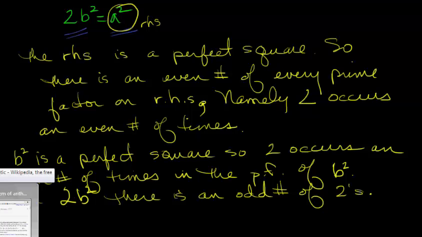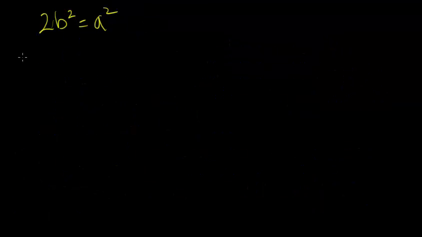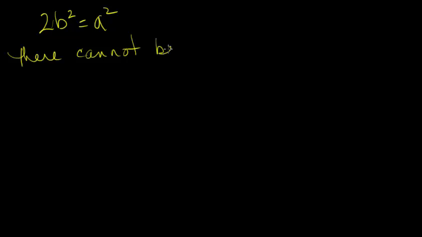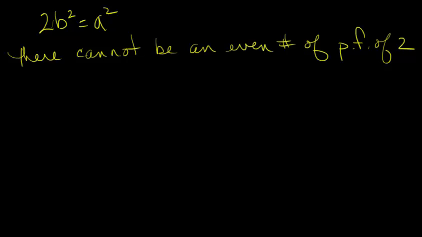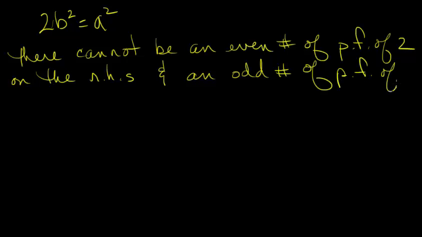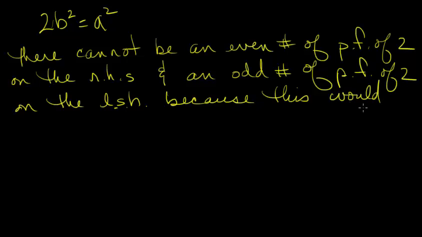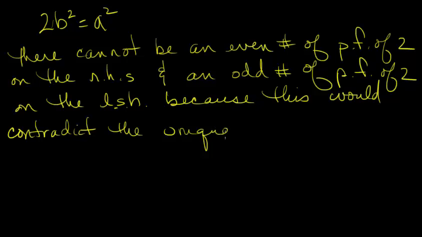So I guess we need to go to another page here. Let's write out the contradiction that we have found. There cannot be an even number of prime factors of 2 on the right-hand side and an odd number of prime factors of 2 on the left-hand side, because this would contradict the uniqueness of prime factorization.